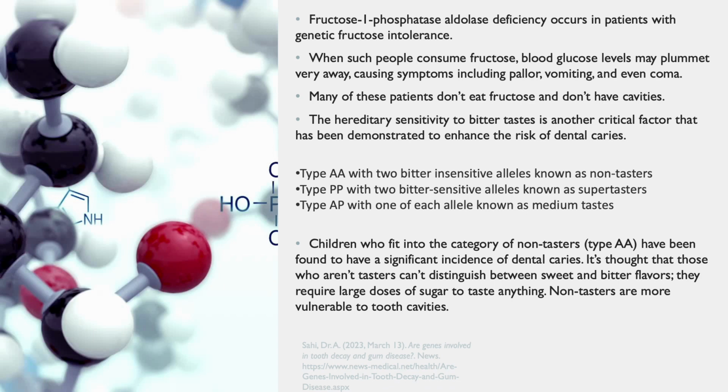medium tasters. Children who fit into the category of non-tasters, type AA, have been found to have a significant incidence of dental caries. It's thought that those who aren't tasters can't distinguish between sweet and bitter flavors. They require large doses of sugar to taste anything. Non-tasters are, hence, more vulnerable to tooth cavities.